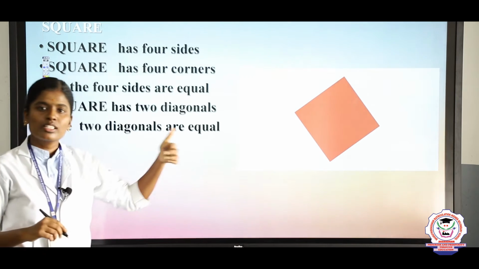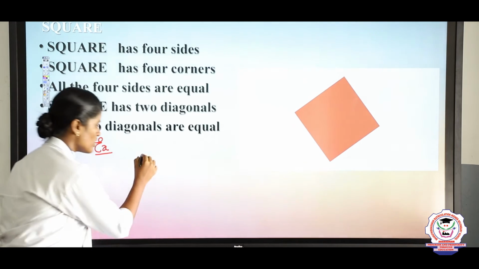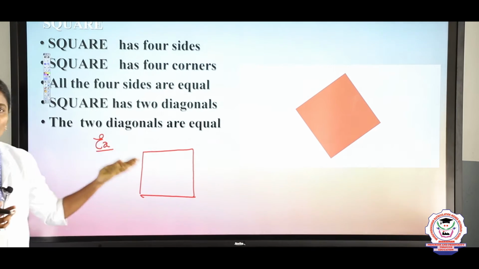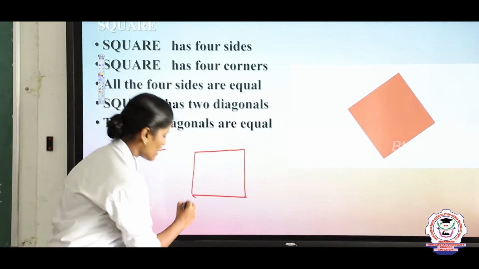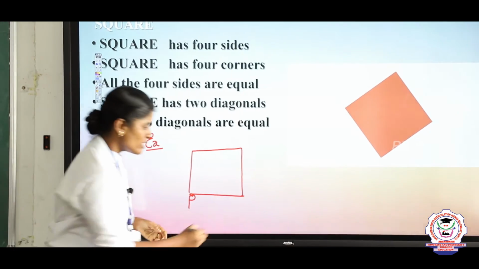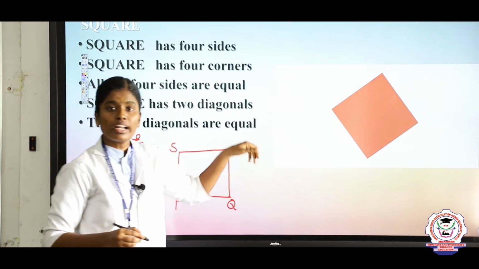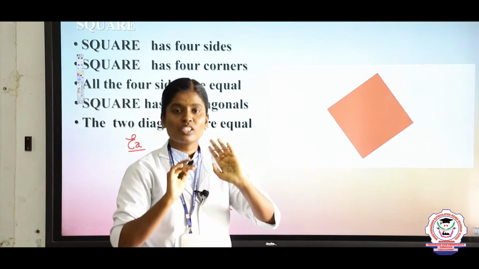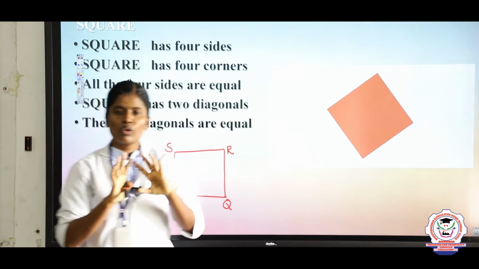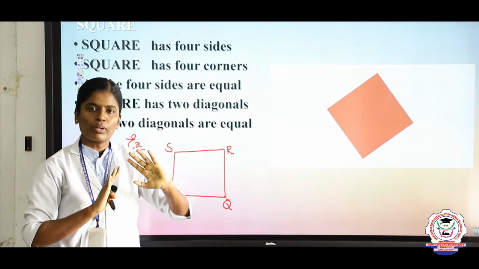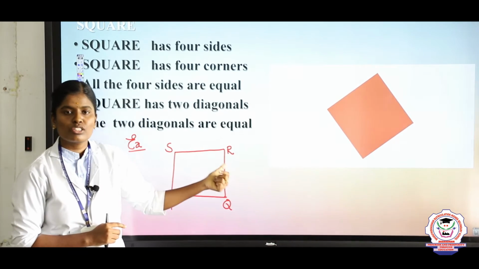Now I am going to draw the square picture. A square has 4 sides and 4 corners. Now I am going to keep the names. For example, this is P and the next ones are Q, R, S. All the sides of the square are equal. For example, this is 5 centimeters, so these two are 5 centimeters, and these two are 5 centimeters.